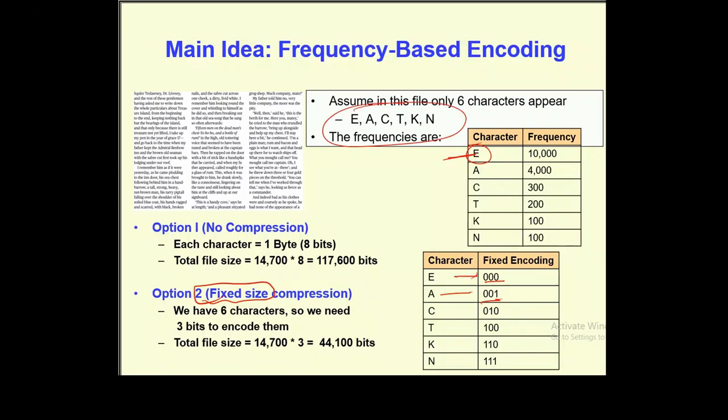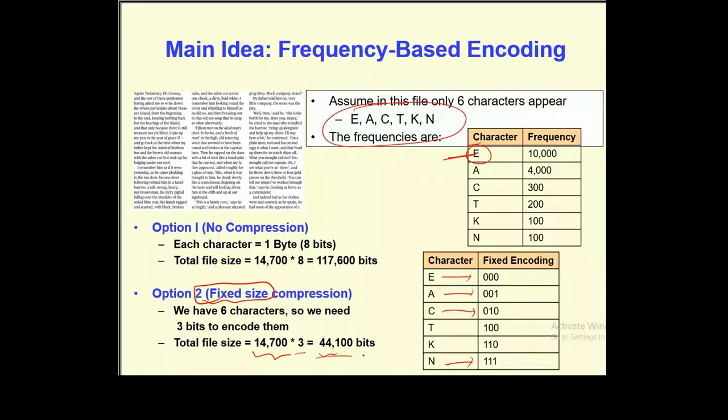Okay, so we are assigning E by 000, A by 001, C by this, and N by 111. Every character is assigned a fixed size pattern. We have 6 characters, so we need 3 bits to encode them. So the total file size will be 14,700, that is the total number of characters, multiplied by 3, that is 44,100. So you can see the difference here.